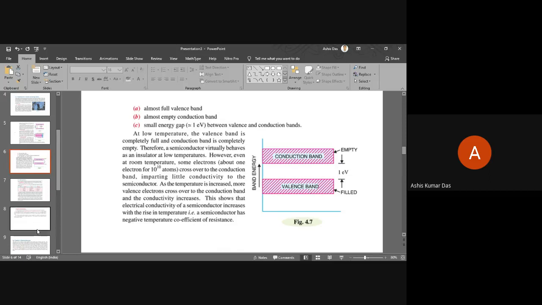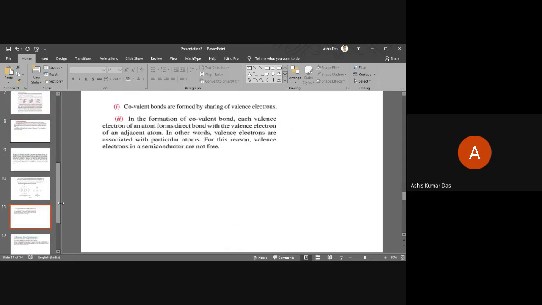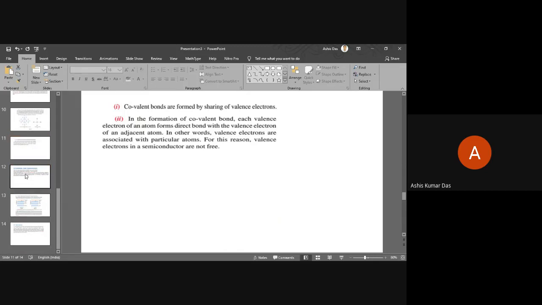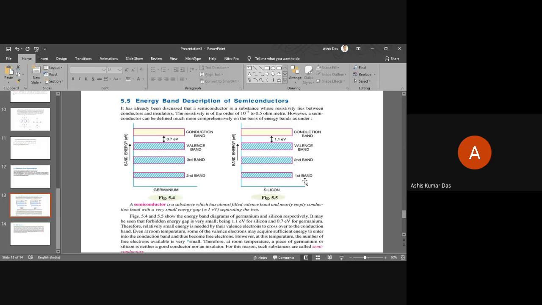But practically it is not free in the atom, so it is making a covalent bond with the neighboring germanium atom. Now these are the commonly used semiconductors. The commonly used semiconductors are germanium and silicon, and now we can see the energy band description of germanium and silicon.